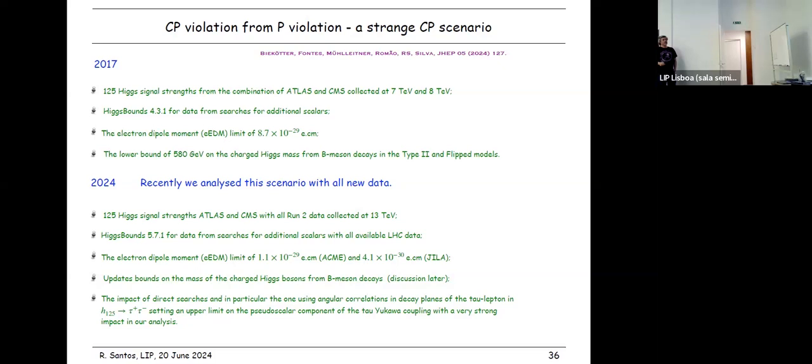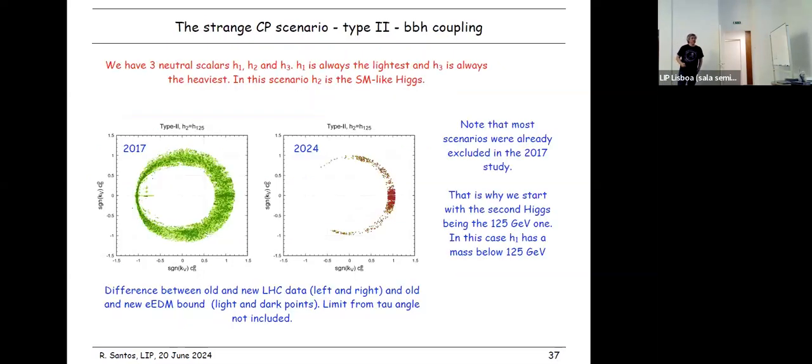The EDM bound was changed from 8.7 times 10 to the minus 29, this value, and then more recently to this value. And there are also updates on the bound of the charged Higgs mass. But the most important thing is the impact of direct searches and the ones using angular correlations in the decay plane of the tau lepton, which is setting an upper limit for the pseudo-scalar component. Okay, so let me show you what happened.